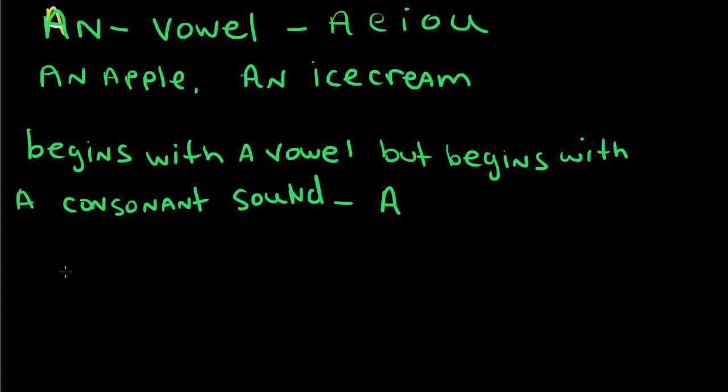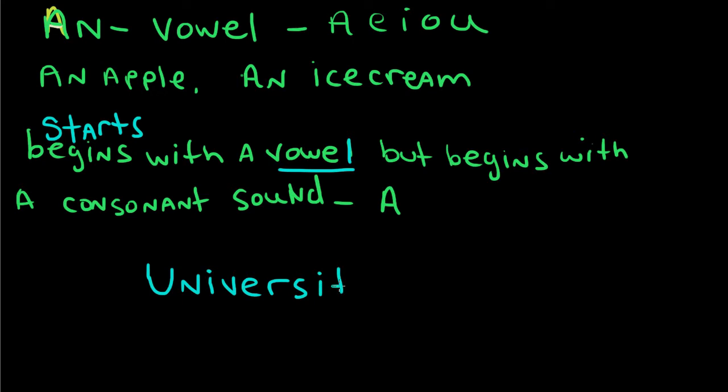So it's a word that begins or starts with a vowel, but begins with a consonant sound, like this, for example, university. You can really hear the Y in this word, so you don't say an university, you say a university, because the sound is a consonant sound.